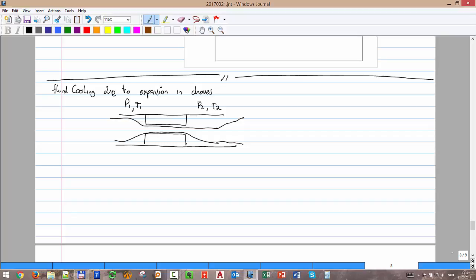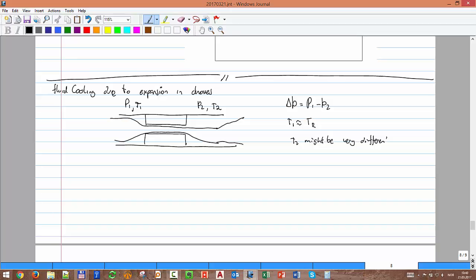So one thing I want to call your attention to first is that you can have fluid cooling due to expansion in chokes. Okay, in chokes usually delta P, P1 minus P2, and temperature 1 might be a bit similar to the temperature of the reservoir. And then you have an expansion, a reduction of pressure, and that can affect significantly the temperature downstream, especially if it's gas. T2 might be very different from T1, especially if mainly gas. Okay.